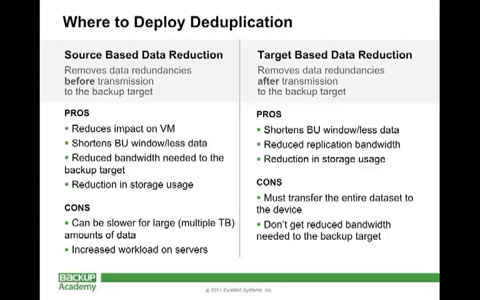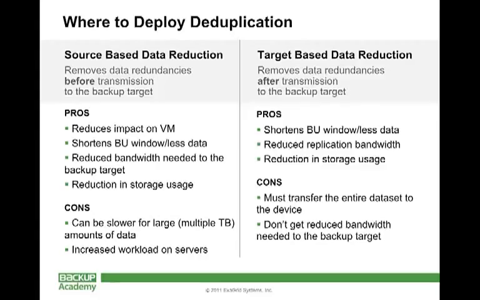If you are replicating from this target to an offsite location, it does reduce the replication bandwidth and allow you to use disk-based backup for your offsite disaster recovery. And it performs a dramatic reduction in storage usage, as the data deduplication reduces the amount of disk required in the appliance. The cons of this approach is you must transfer the entire data set to the device, and therefore there's no bandwidth reduction between the client and the local backup target.